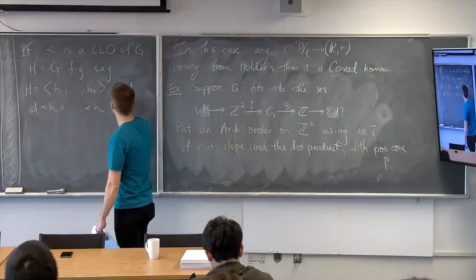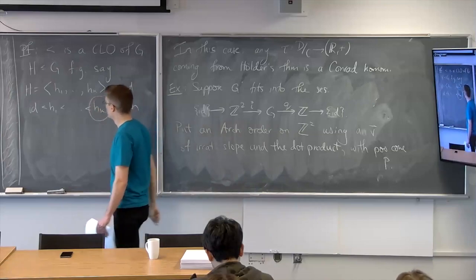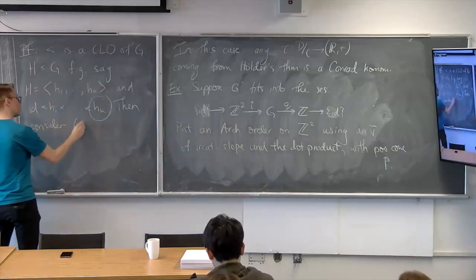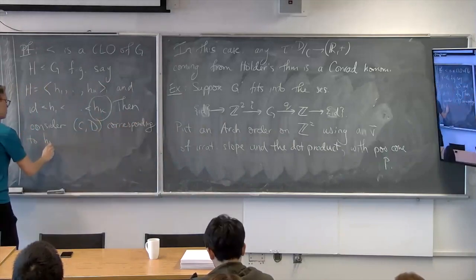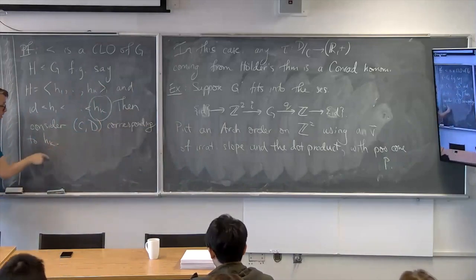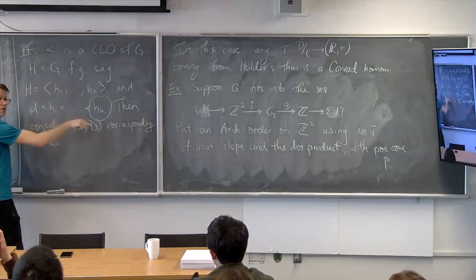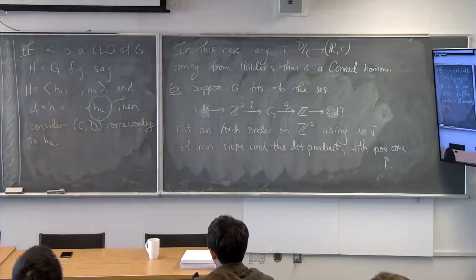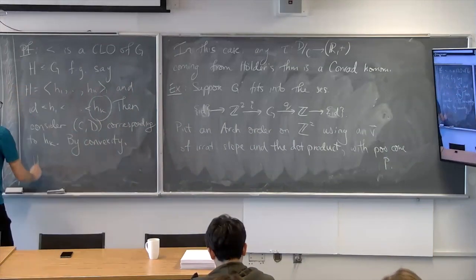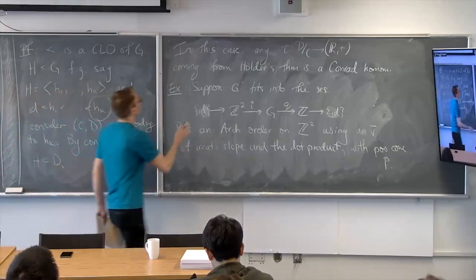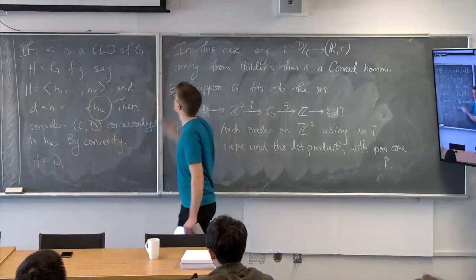Okay, then take the jump corresponding to that biggest one. So consider C, D corresponding to h_k. So that means that h_k is in D, right? And the identity is certainly in D. So by convexity, all the generators are in D. So actually H is in D. Now all I want to do is use the Conrad homomorphism corresponding to that jump.